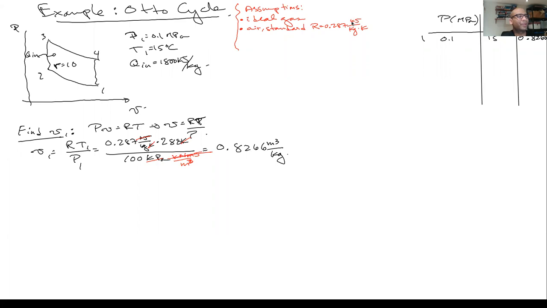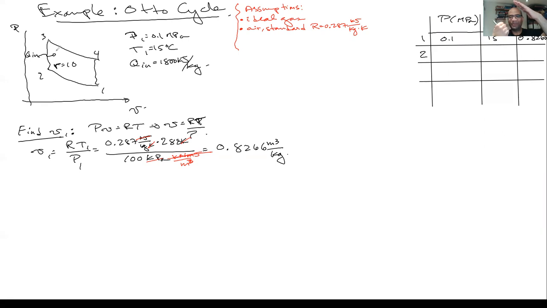So I can actually already fill in the specific volume for the other three states. State two, well, it's a ratio of 10, right? I said that we're compressing by a factor of 10. The volume goes down by a factor of 10. And the definition of specific volume is volume over mass. This is a constant mass system, right? We start at a certain bottom dead center volume, all valves closed, compress, come all the way up to the top, burn, come all the way back to the bottom, the mass has never changed, then we extract heat. I have the same mass.